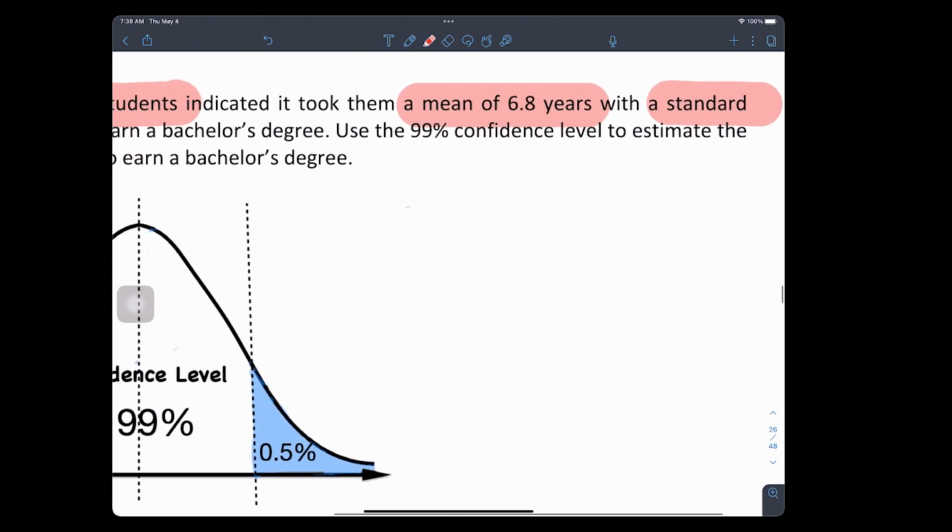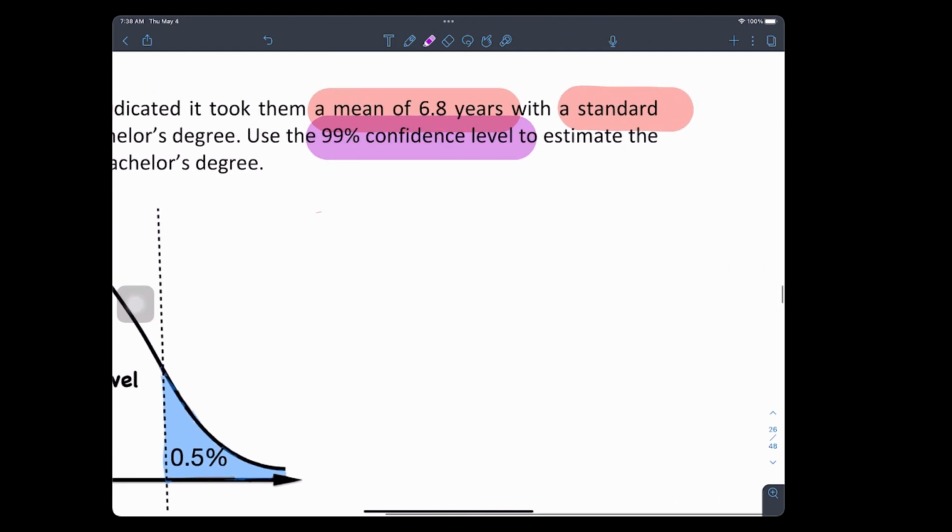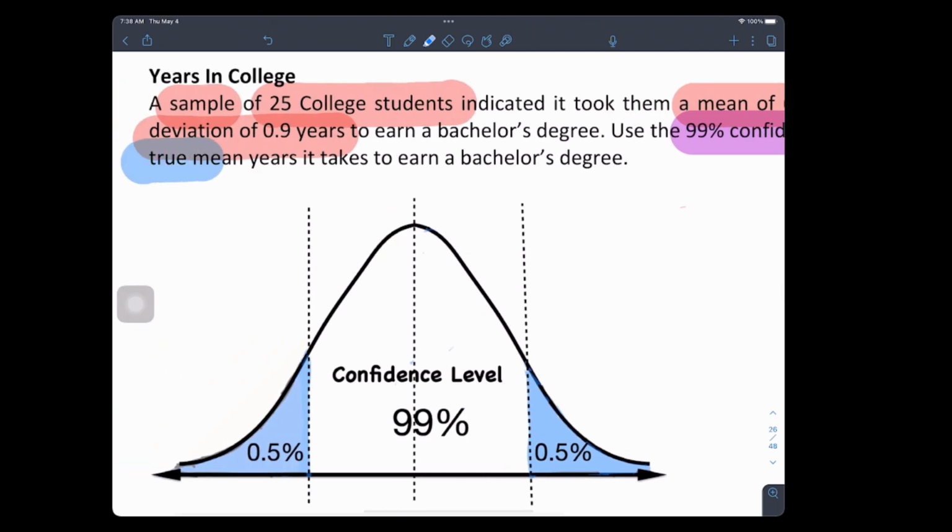Okay, whatever, not a big deal. It's not where you start, it's where you end. Use the 99% confidence interval to estimate what? Your true mean. So this is going to be for estimating mu, the true mean.